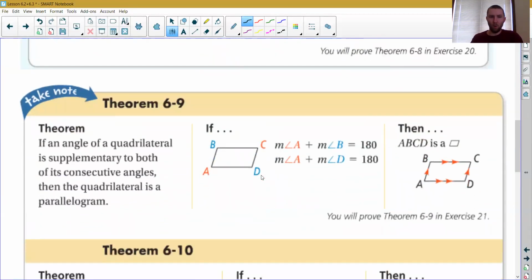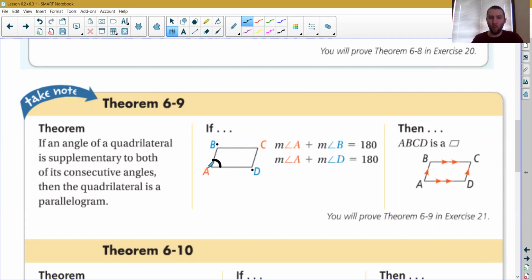Similarly, if we know that any one of the angles in a four-sided shape, we don't know it's a parallelogram yet, let's say, for example, angle A here, if we know that angle A adds up to 180 degrees with angle B and with angle D, that proves that the shape is a parallelogram, okay? So that's the reverse and a little bit shorter version of parallelogram property 2 about consecutive angles all adding up to 180 degrees.